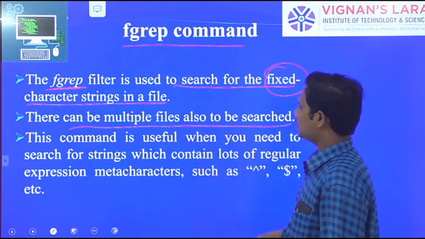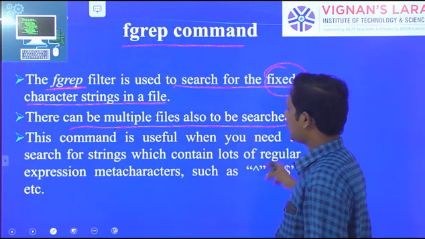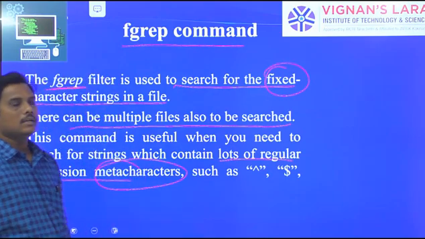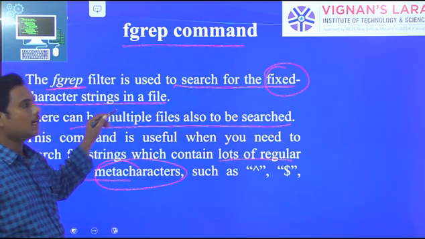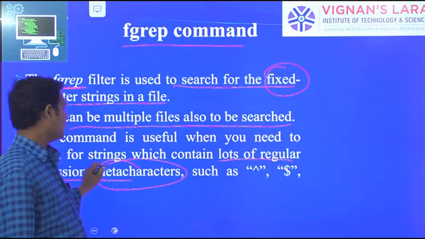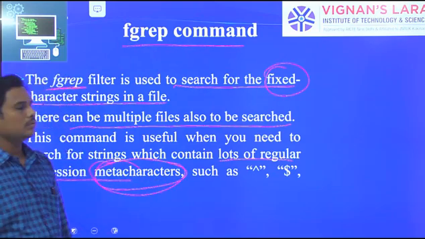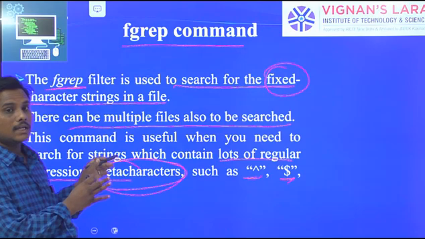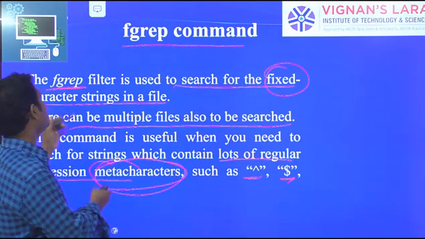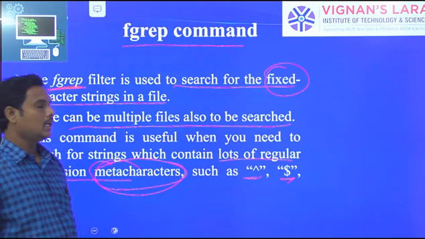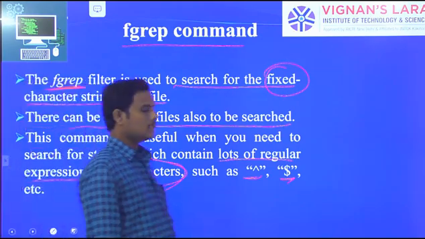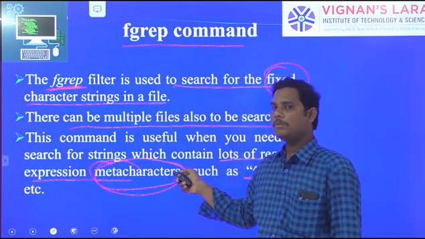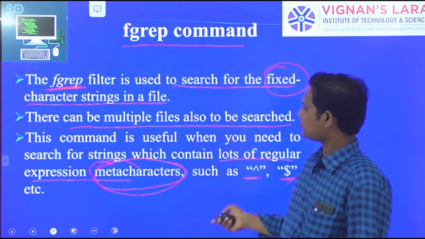This is commonly useful when you need to search for a string which contains a lot of regular expressions, meta characters. This is an important point. Fgrep does not only search the pattern; if you want to search meta character information also, it will be searched using the fgrep command. You can see that in the example.